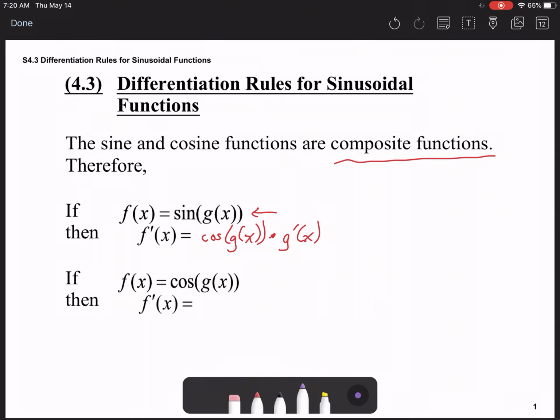Likewise, if your function is cosine of g of x, then its derivative is negative sine, leave the g of x alone, multiply by the derivative. And there you go. Okay, so let's practice some. We're going to also look at blending some of the other rules together.